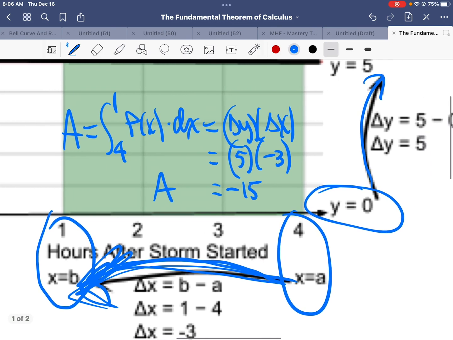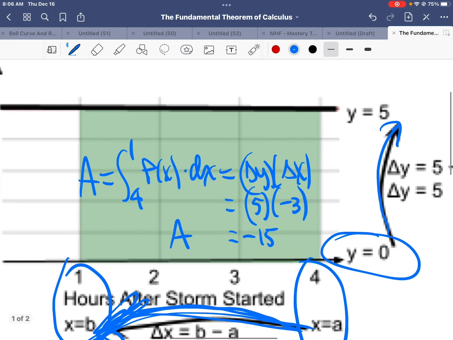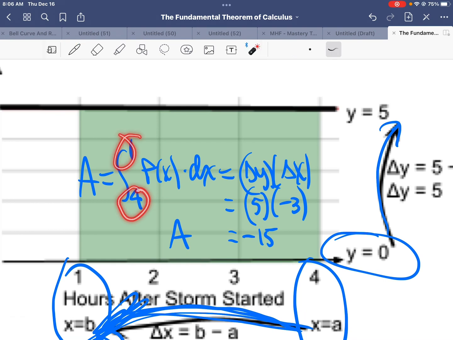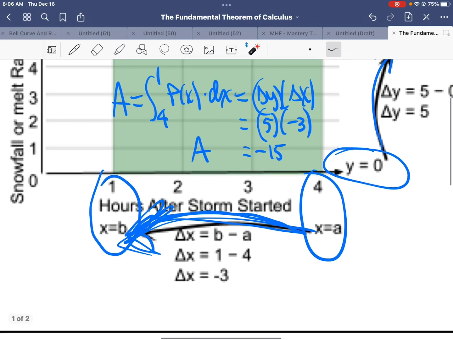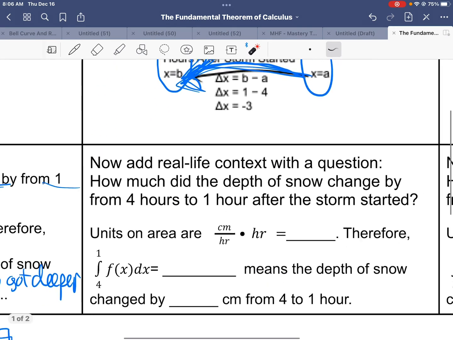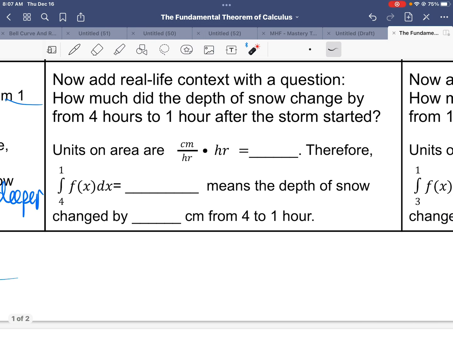So what's the only thing that changed? Our delta x is negative because, if you look at this, we went from right to left. We always start at the bottom number on the integral. By the way, they call these the bounds of integration, the boundary. Okay, so it's negative 3, I get that. Let's now add a real life connection to this. Imagine that you walk outside after 4 hours of it having a snowstorm. You walk outside after 4 hours.